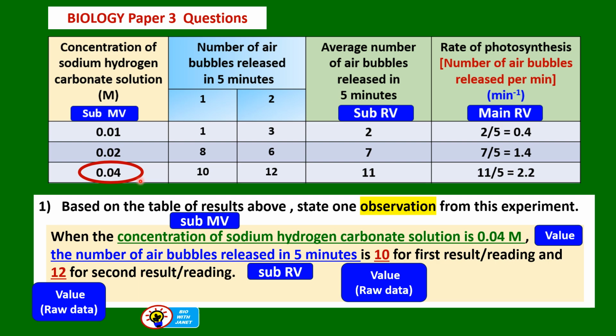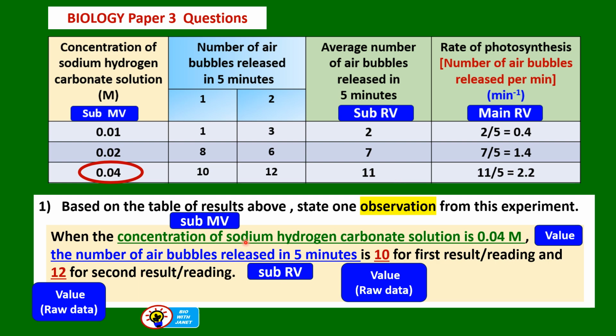Okay. When the concentration of sodium hydrogen carbonate solution is 0.04 M, the number of air bubbles released in 5 minutes is, okay, let's look at it, 10 for the first reading or result, and 12 for the second reading or second result. Okay, not 11, because if you write 11, it is wrong. This is not the raw data. Okay, it's not your observation. You did some calculation already to get this.